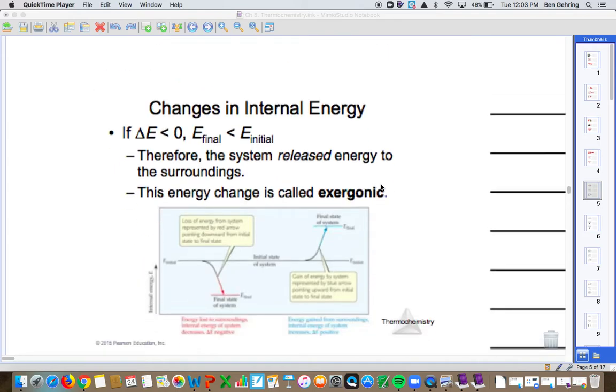On the flip side, if delta E is less than 0, that means your final is below your initial. You had to start with a certain amount and you lost some, which means that your system released energy to the surroundings. This is called exergonic. So endergonic gains energy, exergonic loses energy.